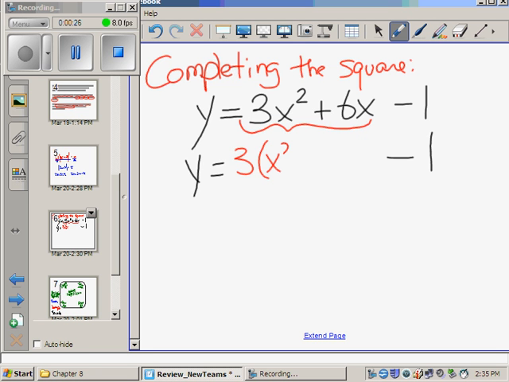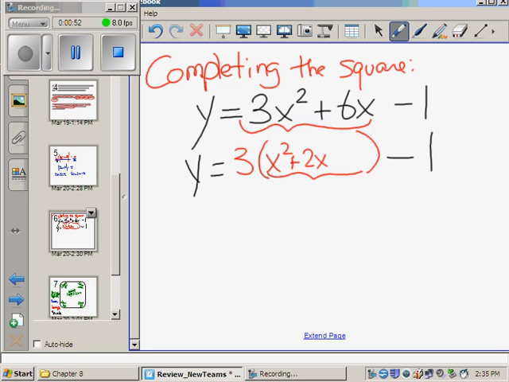Okay. And I'm going to write it like this, because what we're looking for is now I'm ignoring everything else except for what's inside these parentheses. Just for a moment, I want to make this a perfect square because I pulled out the 3. So 3 times x squared would be 3x squared. 3 times 2x would be 6x. So I factored out the 3.